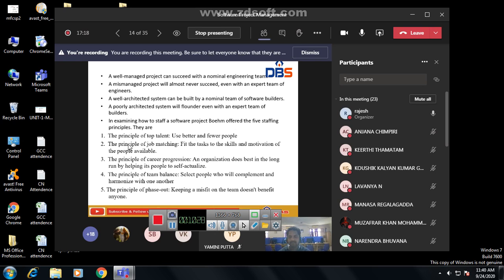Then the second one is the principle of job matching, that is fit the task to the skills and motivation of the people available. So task of the skills and motivation peoples ఎవరైతే ఉన్నారో వాళ్ళని అసైన్ చేయాలి. ఆ పర్టికులర్ జాబ్కి ఎవరైతే మ్యాచ్ అవుతారో వాళ్ళని మాత్రమే. ఇప్పుడు చెప్పాము జావా అని చెప్పాము, సి ఐడియా ఉన్న జావాలో కూర్చోబెడితే ఏమవుతుందండి, ఆటోమేటిక్గా ఇట్ మే బి ప్రాబ్లం. అందుకని ఇస్తామంటే జావా అయితే జావా పీపుల్స్, .NET, సో వాటిలో ఎవరు ఎఫెక్టివ్గా ఉంటారో వాళ్ళని సెలెక్ట్ చేయాలి. దట్ ఈస్ ద job matching.